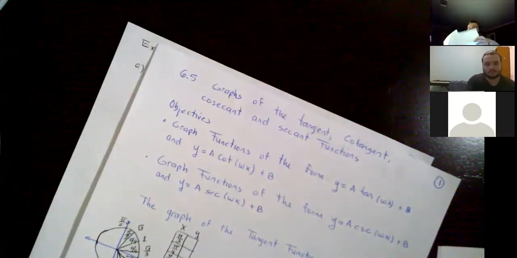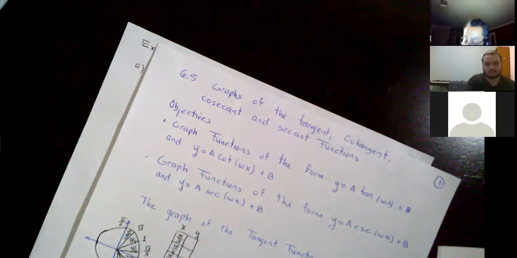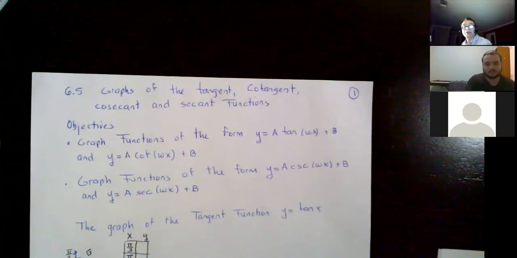All right, so 6.5. I have it right here with me. And in 6.5, we're going to cover the other functions here. It says graphs of the tangent, cotangent, cosecant, and secant functions.